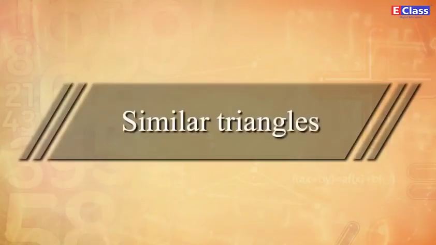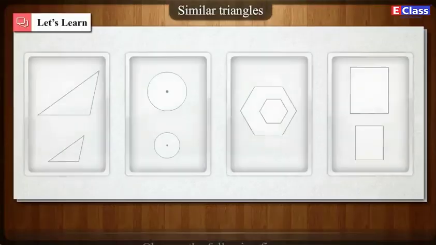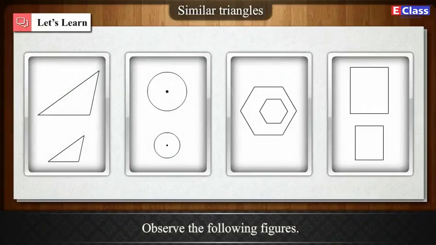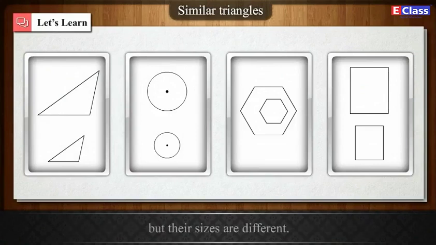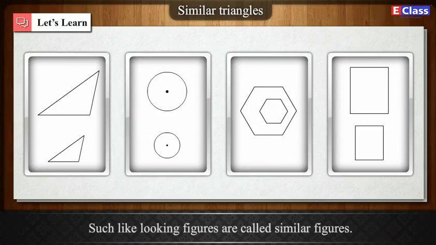Similar triangles. Let's learn. Observe the following figures. The pairs of figures shown in each part have the same shape, but their sizes are different. It means that they are not congruent. Such like-looking figures are called similar figures.